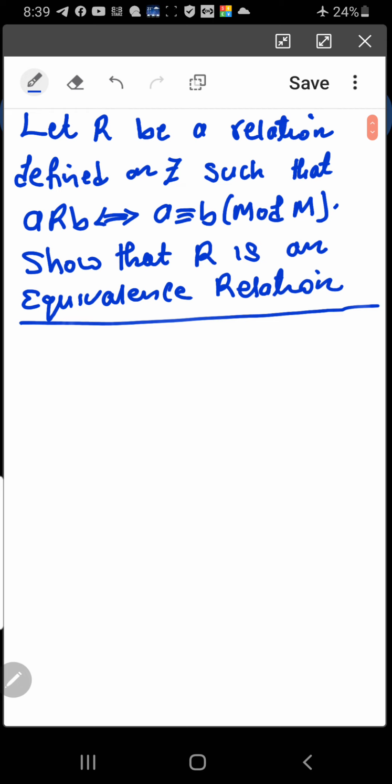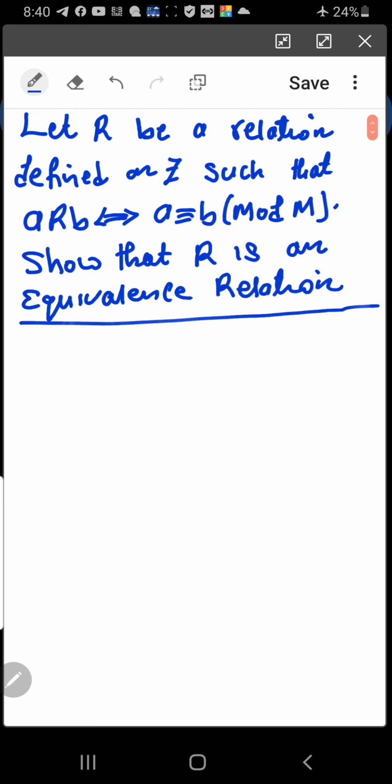I just want us to look at this problem together. It was sent to me this evening by one of you, a favorite viewer, and I wish that we should share it together. Have I solved it for him? The problem reads thus: let R be a relation defined on Z. We know Z is a set of integers such that A relates B if and only if A is congruent to B modulus M. Show that R is an equivalence relation.